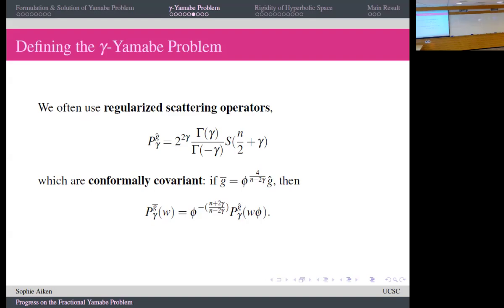Yes, so gamma is our fractional constant. It can be anything greater than 0 for defining the problem, with caveats. It has to avoid the spectrum of your Laplacian. Otherwise, it's not defined here. For today's talk, gamma is always going to be between 0 and 1 exclusive, but you can define higher order things for sure.